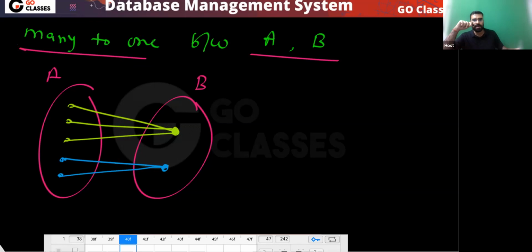So it means many of A can be related to one of B. Is this clear? But remember, from B to A, this is one to many. Agree? From B to A, this is one to many.